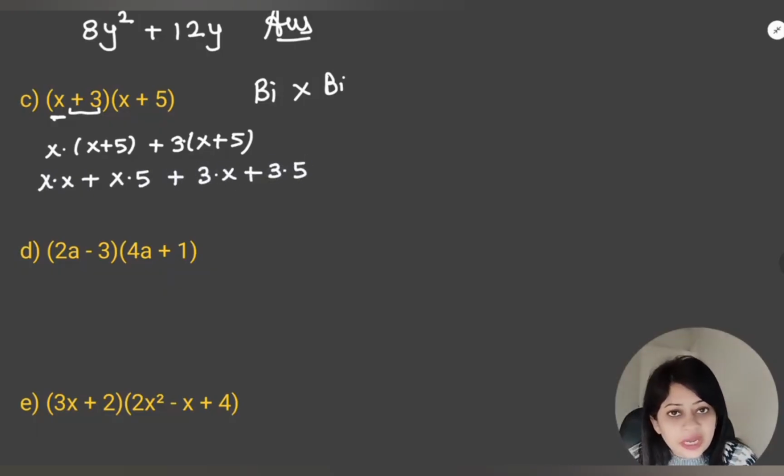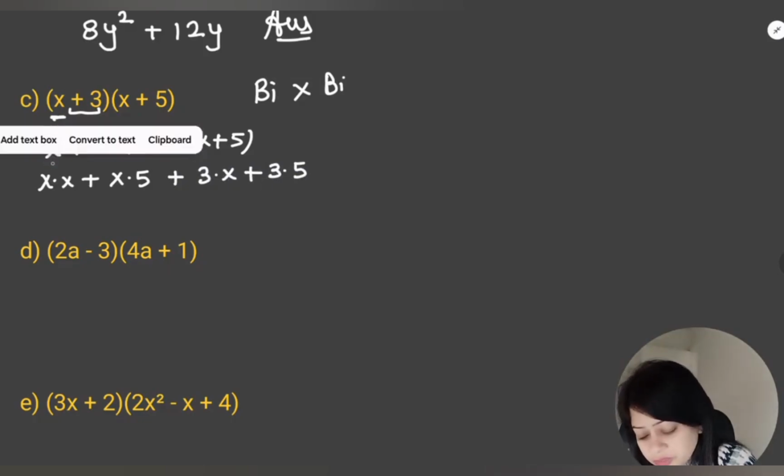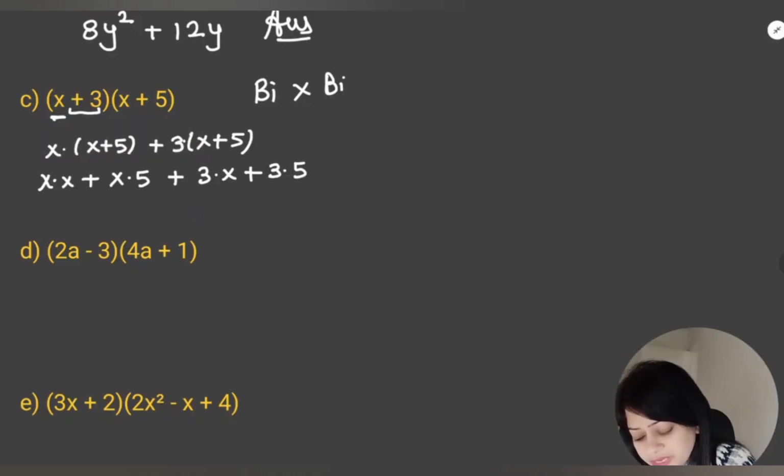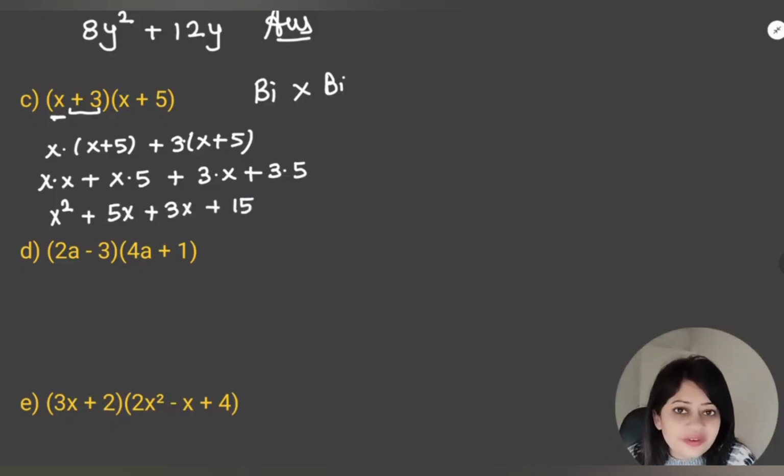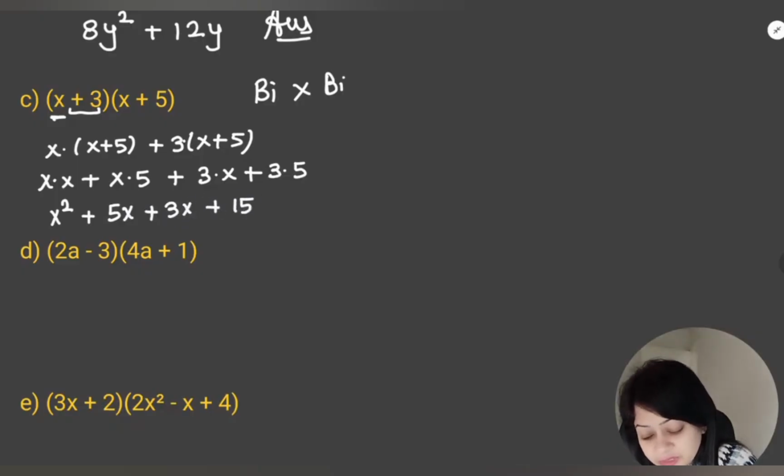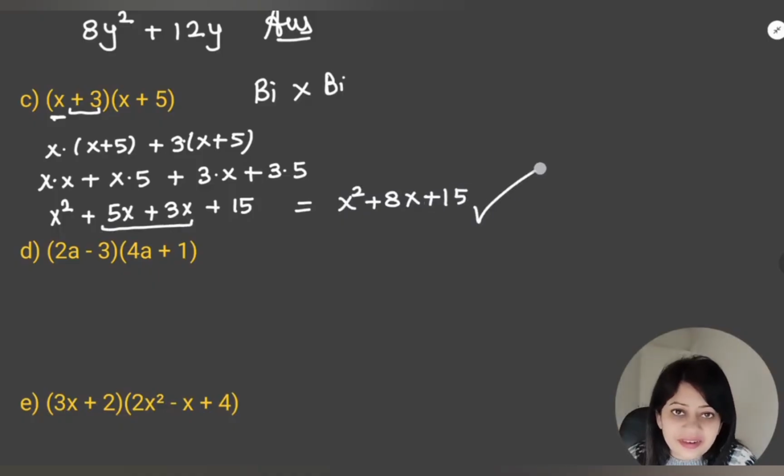Are you understanding what I did? I had x outside the bracket. I multiplied this x with the x, and then I multiplied this x with the 5 right here. Okay, so x times x is x square, right? You add the powers. x times 5 is 5x, plus 3 times x is 3x, 3 times 5 is 15. Can we solve it further? Yes, because we have like terms here. So it will become x square plus 5 plus 3, 8x, plus 15. So this is our answer, right?